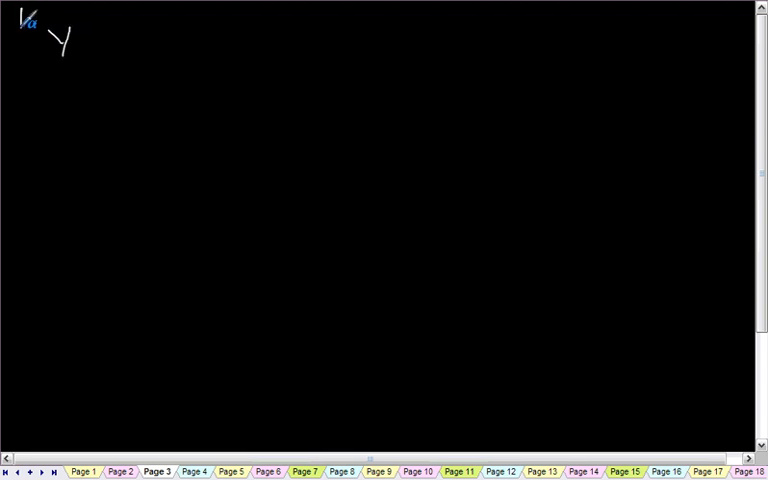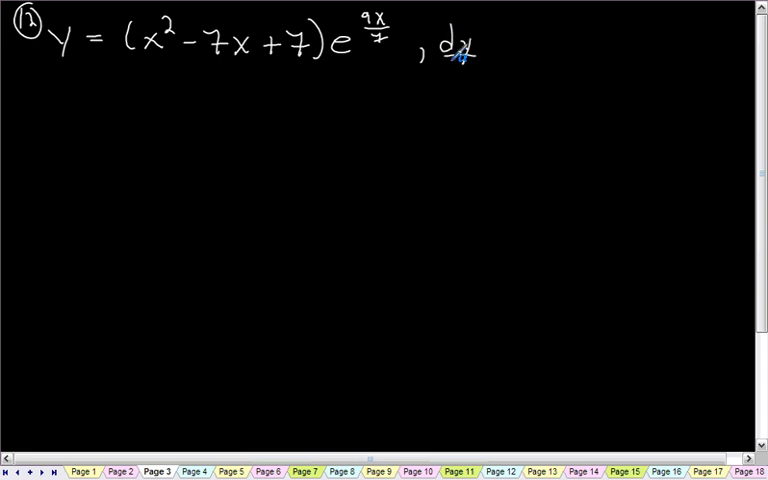Number 12. Y is equal to x to the second minus 7x plus 7 times e to the 9x over 7. And they want you to find dy dx. This is actually simpler than it looks. This is again a product rule, but also a chain rule. It's first times the derivative of the second plus the second times the derivative of the first.